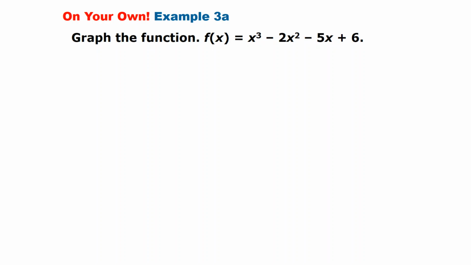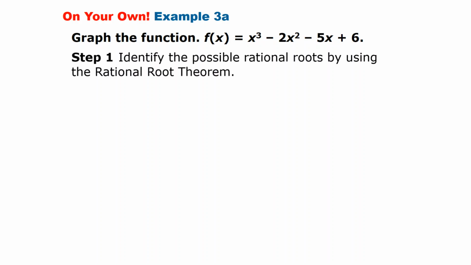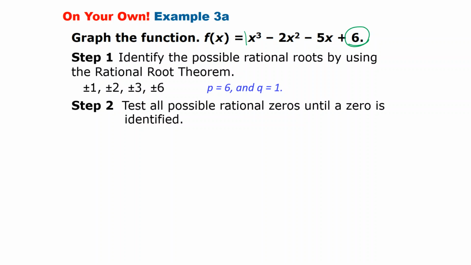Okay, so the first thing you want to do is identify the possible rational roots by using the rational root theorem. Remember, we take our 6, and this is a 1, so we just have to find what our choices could be, and again, it's 1, 2, 3, and 6. You could graph this in your calculator and see if any of them show up. We're going to test for the possible rational zeros. Again, we don't have to worry about the irrational and the imaginary ones.